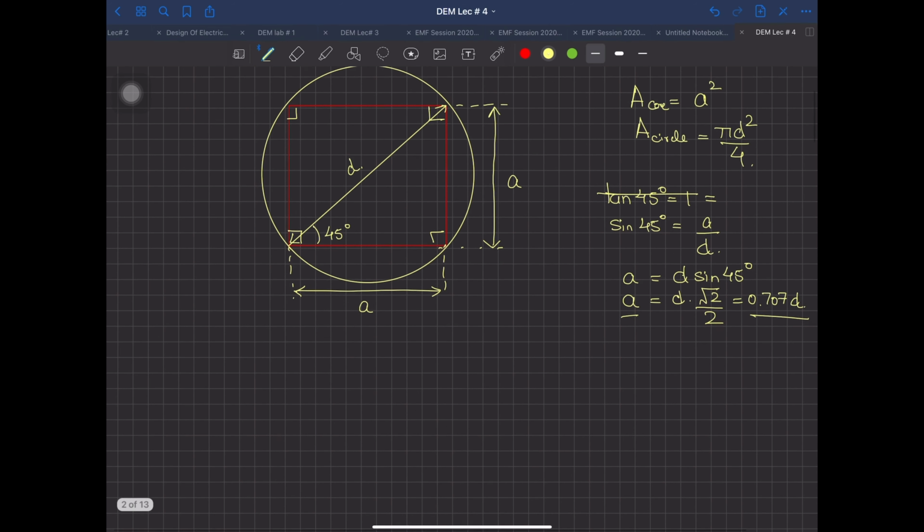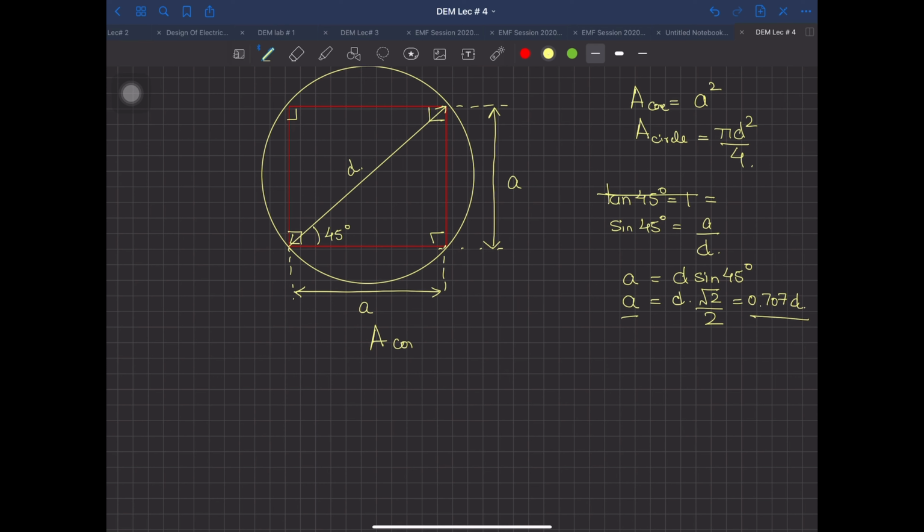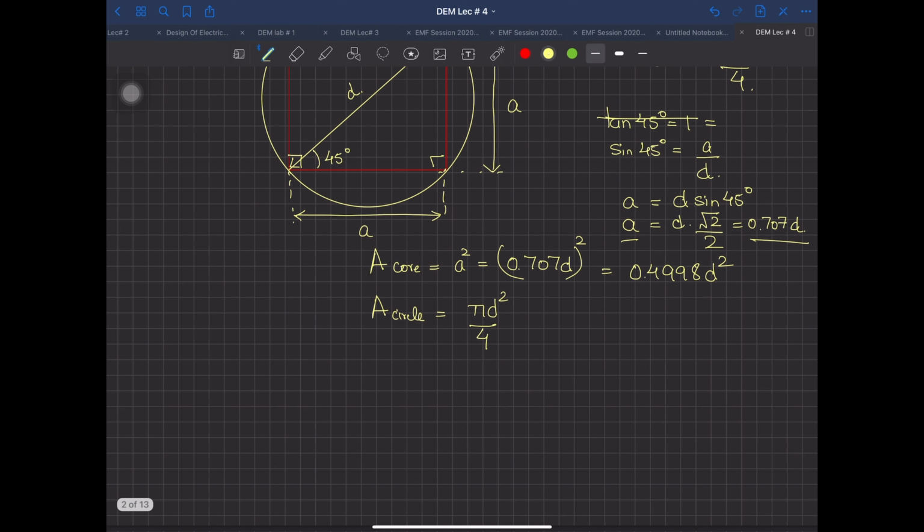So if I want to now get on with this, A core is equal to A square, so this is equal to 0.707 D whole square, and then I have the A circle area which is equal to pi D square by 4. Anyone with a calculator, square 0.707 please. It will be 0.4998 D square.